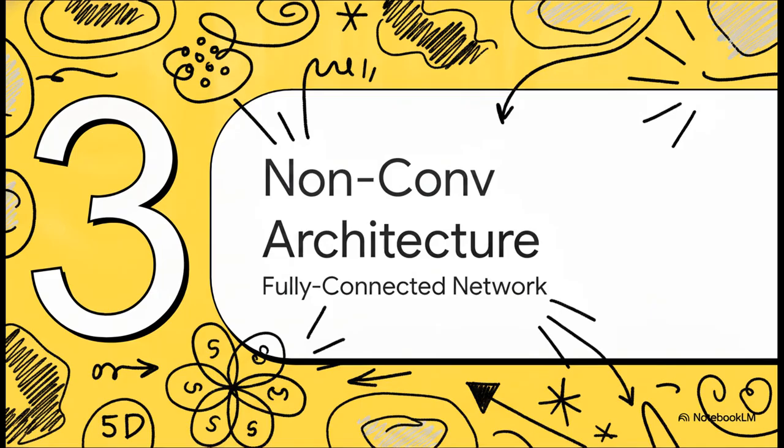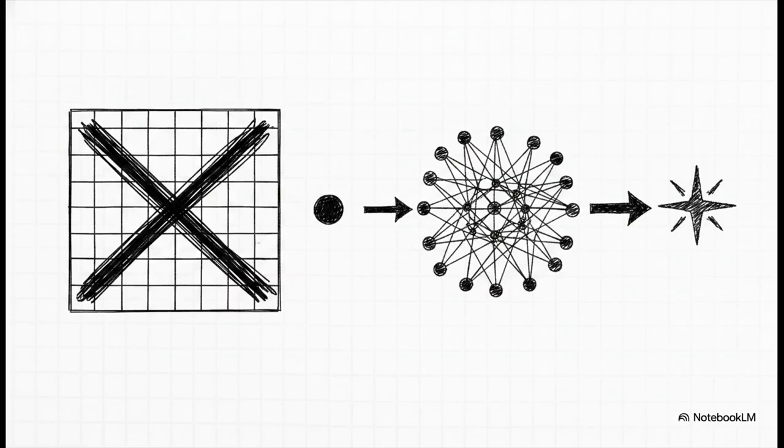Section 3. Non-Convolutional Network Architecture. For the past decade or so, convolutional neural networks, or CNNs, have pretty much dominated computer vision. They're everywhere. CNNs are absolutely brilliant at looking at grids, like a standard 2D grid of pixels in a photograph, and understanding local patterns by sliding a filter over neighboring pixels.